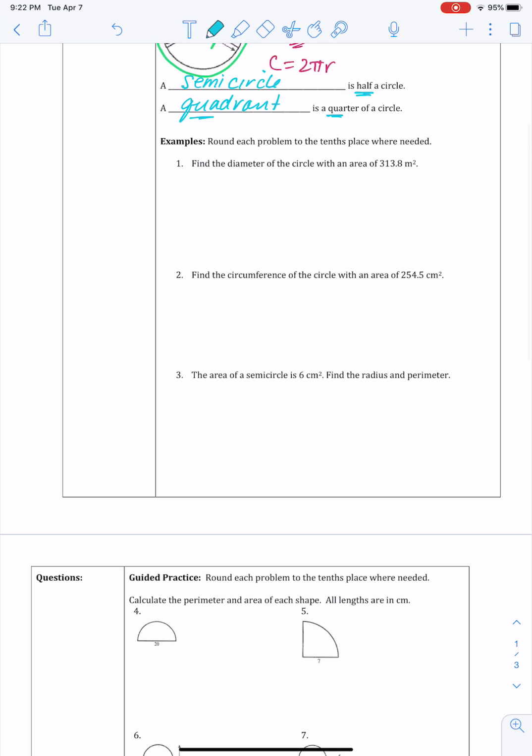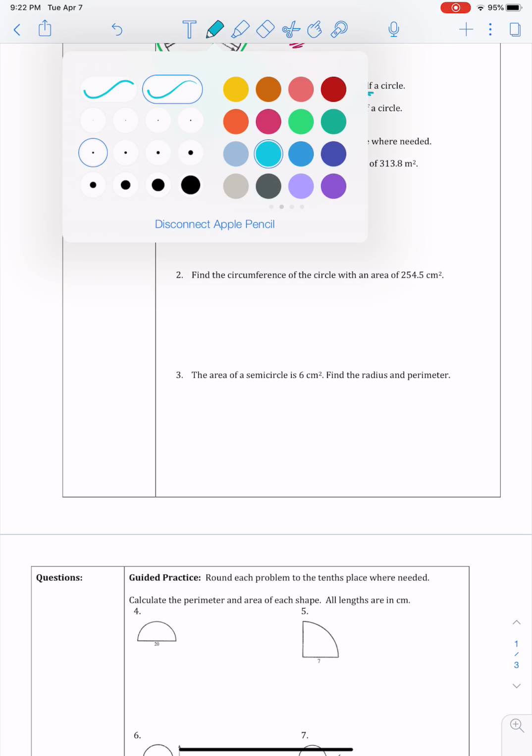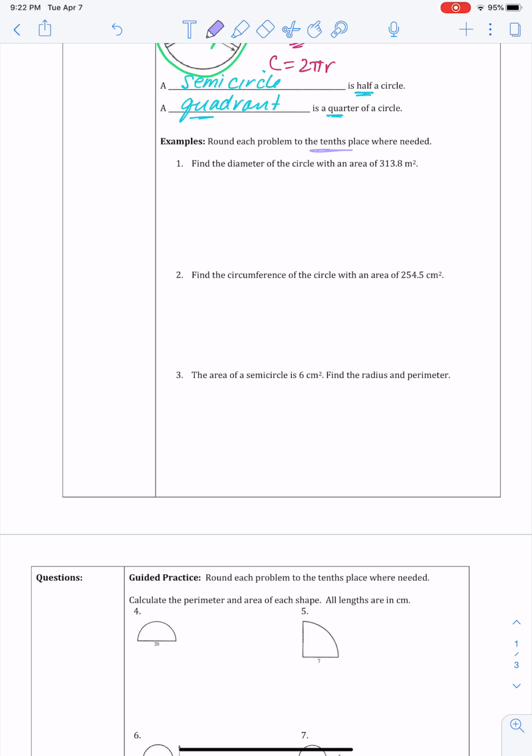So the first one, we're rounding each problem to the 10th place. That's 1 decimal point, just in case you forgot. And there won't need to be any that are really straightforward for this section because you did that in the previous lesson. So this is all using the formula a little bit differently. So this time I'm looking for the diameter, and I'm giving you an area. Area gives me a radius, which means I'm going to have to do some math after I find the radius in order to be able to find the diameter.